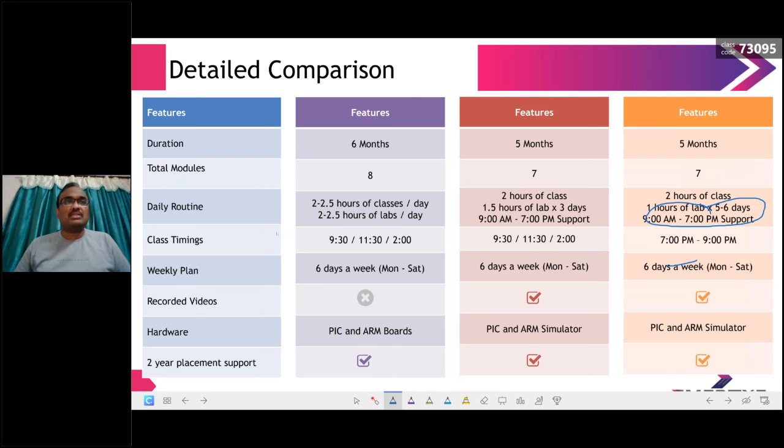Sir, assignments are also offline or online? All online, Kashinath. We don't use any offline. Even your submissions, everything you need to do online only. Okay. On what days lab will be scheduled, sir?